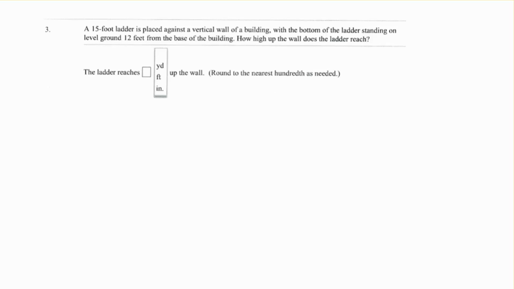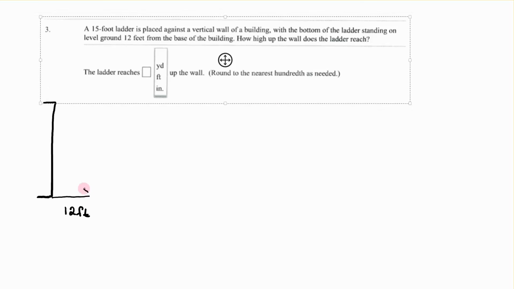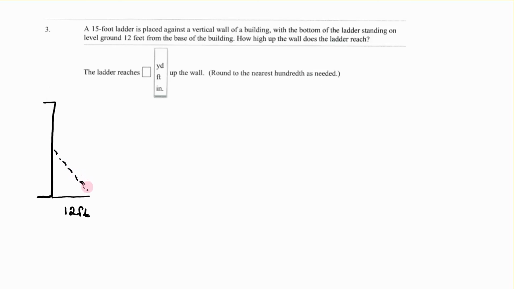Number 3 says a 15-foot ladder is placed against a vertical wall of a building. Okay, so we have a building. We're going to place a ladder against it with the bottom of the ladder standing on level ground 12 feet from the base. All right. This will be 12 feet. This will be my ladder. And let's see, it's a 15-foot ladder.